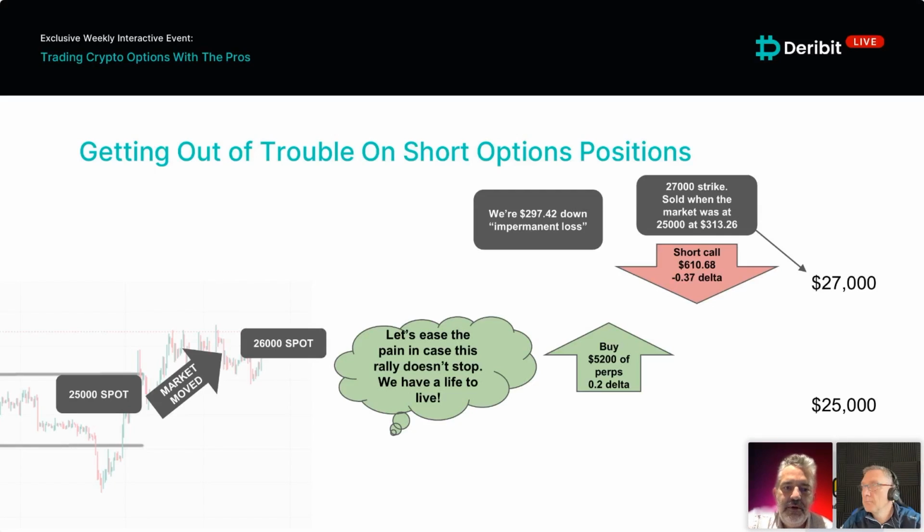So I was happy with a 0.2 delta position down at 25,000 spot. So I really ought to be happy with a 0.2 delta position here. Right? So I beg your pardon, it's net minus 0.17, about 0.2. Yeah, I was going to say 0.17.